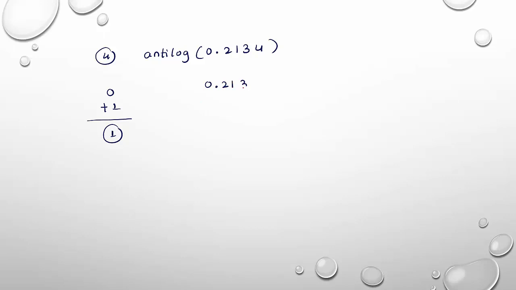Now, one more problem I am going to consider. Antilog of the number 0.2134. So here the digit before the decimal point is 0. So 0 plus 1 will be how much? 1. 1 is the characteristic now. Mantissa, the second part, is 0.2134. 0.21 we have to observe in the main column, 3 in the difference column, and 4 in the mean difference column.